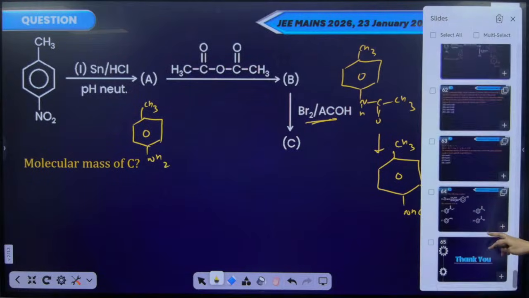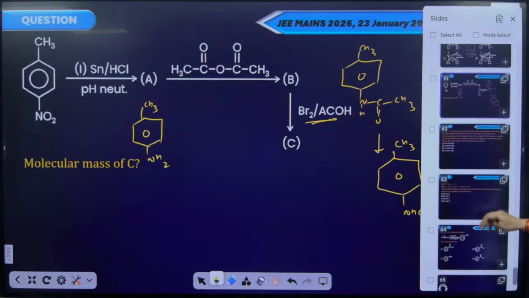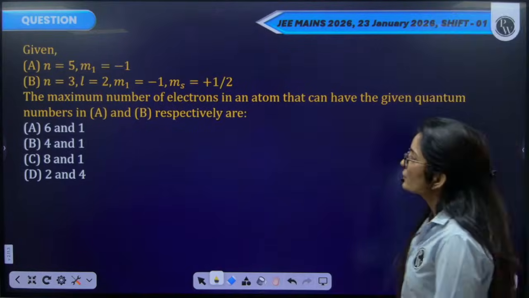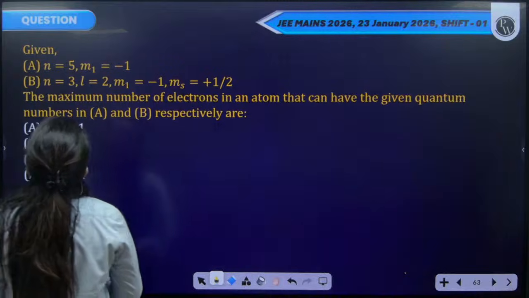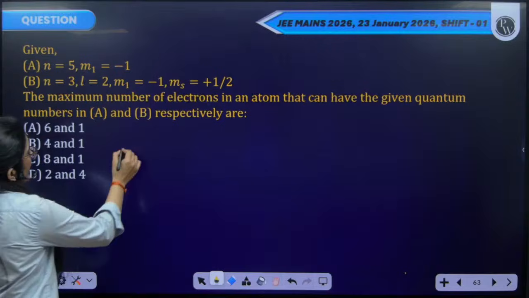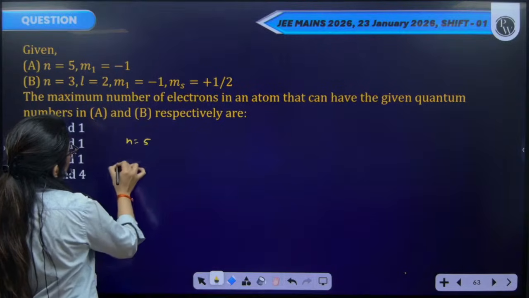Now next we have to talk about this question. Just have a look at this question. This question is given to you: the n value is 5 and the ml value is -1. See, if the n value is 5, how many values of l are possible?